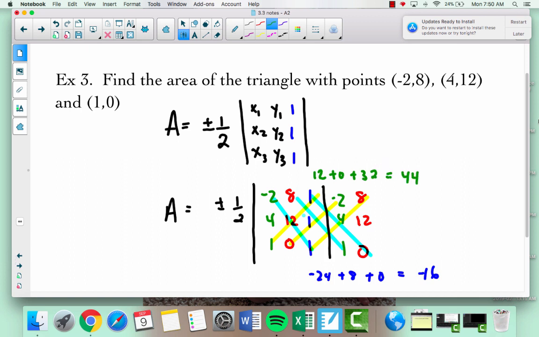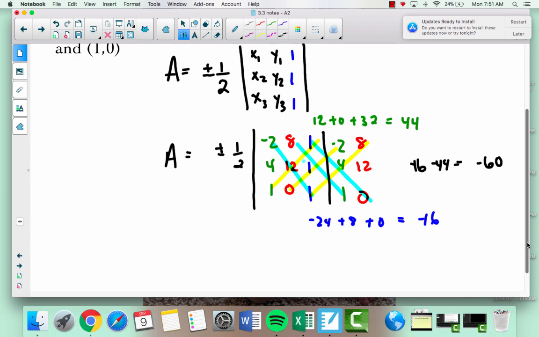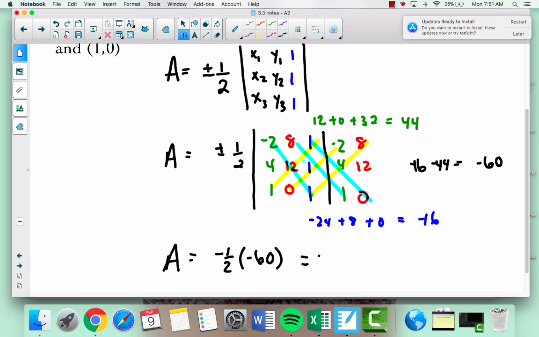Be really careful with those zeros. A lot of people forget when you multiply by 0, you get 0. And then we always said we subtract bottom minus the top, and if we do that we get -60. Now the problem with this is that we can't have a negative determinant. We can't have a negative area in this case, so that's where the plus or minus 1/2 comes in. So because our calculation is negative, we're going to use -1/2 times -60, and that's going to get us positive 30. So our area is going to be 30 units squared, and then we're done.